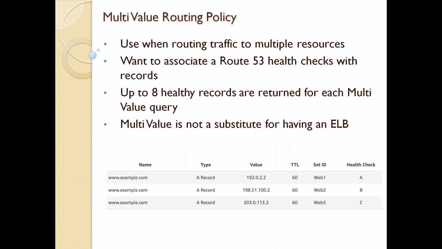Then we have something called the multi-value routing policy, used when routing to multiple resources. If you want to associate Route 53 health checks with records, you have to do this. Up to 8 healthy records are returned for each multi-value query. Multi-value is not a substitute for having an ELB. Just keep that in mind. It is not an ELB, but it will return multiple records, and each and every record will have its own set of health checks. So this is your multi-value routing policy. You can go and create this, try it out, and let me know if you're facing any issues. You need to have multiple records on this.